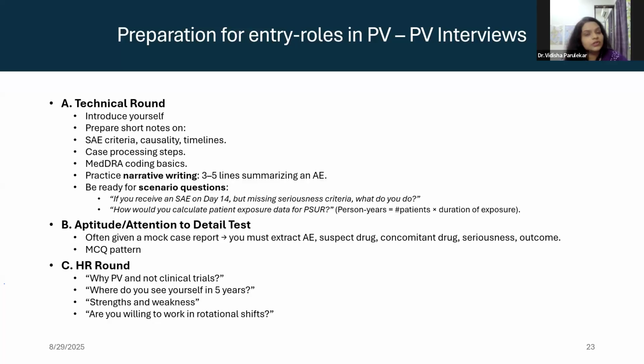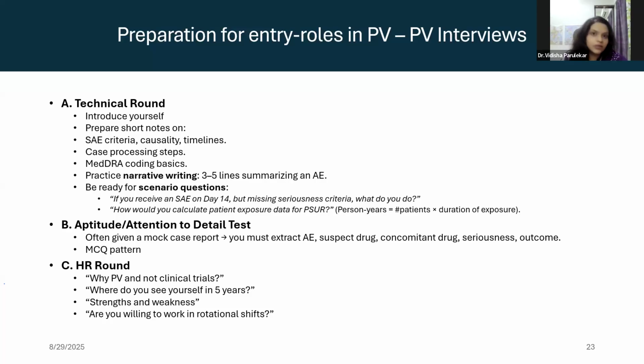Next, a very common question asked is where you see yourself in the next 6 months, next 3 years, 5 years, 10 years. What are your short-term and long-term goals? It's a very common question. So prepare that. For that, you need to know what the ladder in PV is and what PV can offer you.